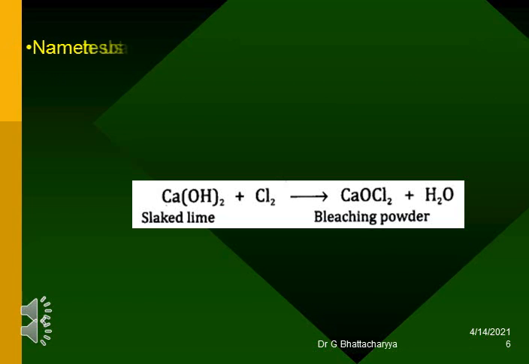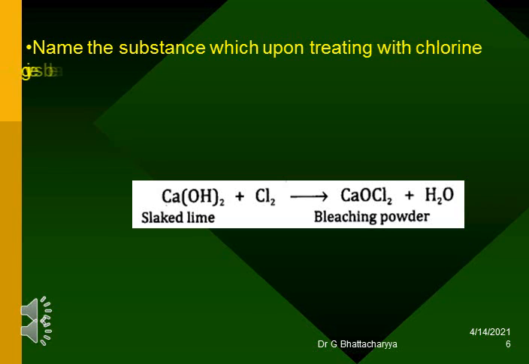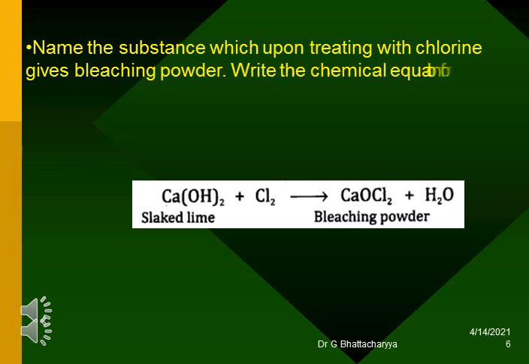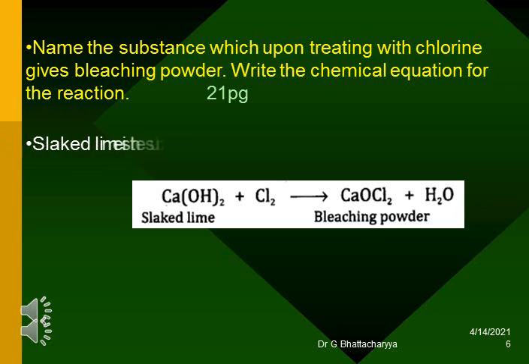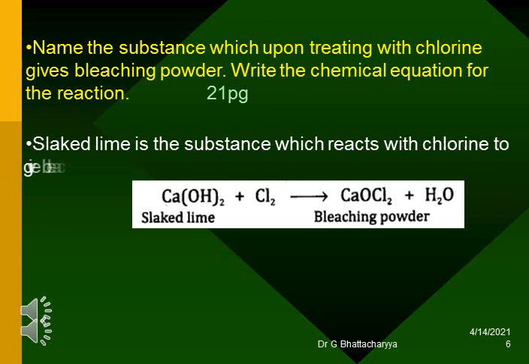Name the substance which upon treating with chlorine gives bleaching powder. Write the chemical equation for the reaction. Slaked lime is the substance which reacts with chlorine to give bleaching powder. Ca(OH)2 plus Cl2 react and make CaOCl2, that is bleaching powder, plus H2O.